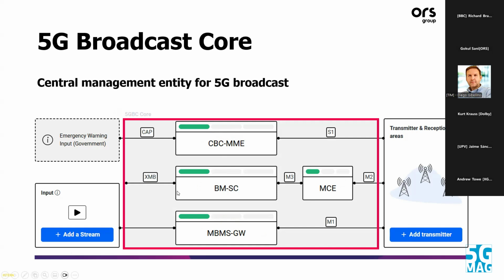For the BMSC, you typically have an xMB interface, which provides you a REST API that you can provision services. Part of the xMB is basically the input for the MBMS gateway. And then you have the other interfaces, the M1 interface from the MBMS gateway towards the transmitters. And there's an M3 interface and an M2 interface also facing the transmitters. And for the emergency warning, you have on the input the CAP interface and the S1 interface between the MME and the transmitter. Just saying that we're using that also in Austria in our test bed and also for our productive core. And it's also deeply integrated already.